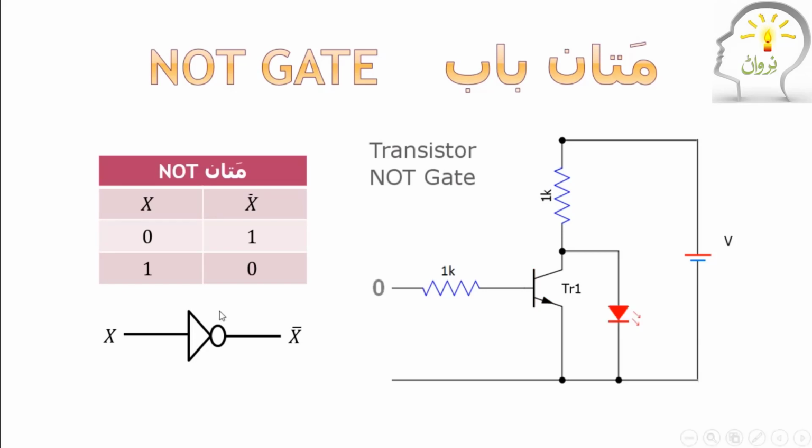Here when the input is low, logic 0, the output will be high. The LED will glow. When the input is 1, the LED will turn off. So the LED will switch off when there is logic high at the input and vice versa.